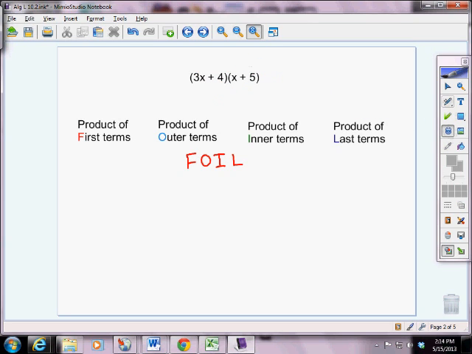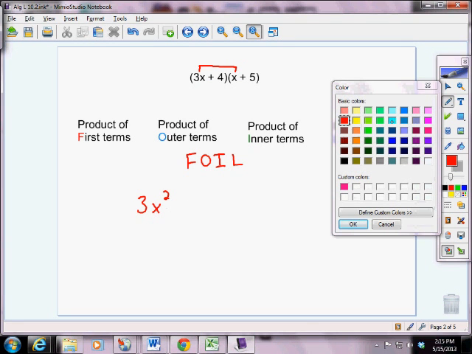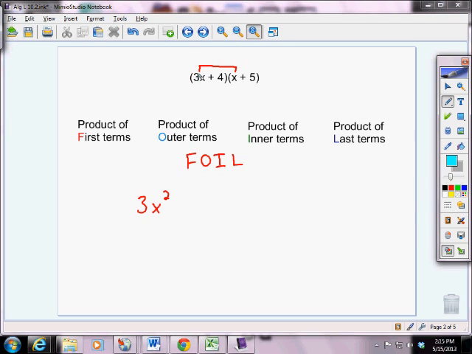If we remember FOIL, our first terms are the ones that come first in the two binomials. So 3x and x. So if I multiply 3x times x, I get 3x to the second power. Now our outer terms, they're the ones that come on the outside. So that's 3x and 5. So if I go 3x times 5, I get 15x.